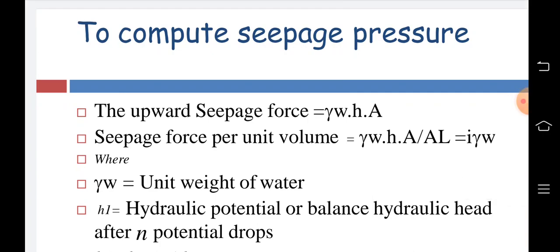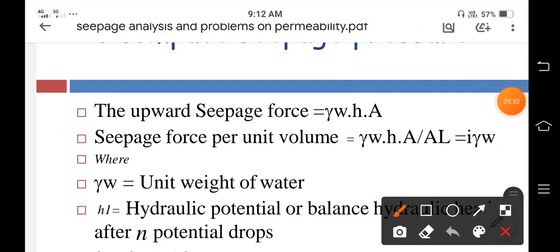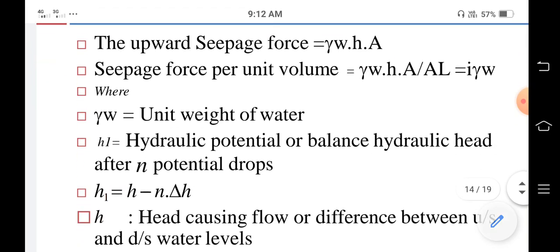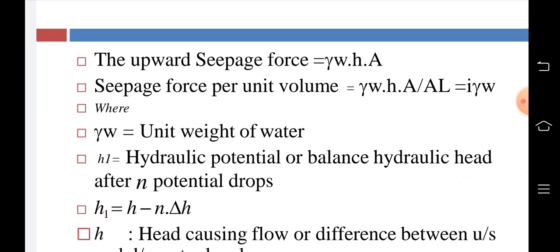We know the upward seepage force. So what is the formula for seepage force? We studied that it is gamma W H into A. And what is the formula for seepage force per unit volume? That is gamma W H into A upon volume. Volume is area into L, so A gets cancelled. So the formula will be gamma W into H by L, and H by L means i, that is the hydraulic gradient. Gamma W into i. This gamma W is the unit weight of the water. i means H upon L, and H upon L is the hydraulic gradient.